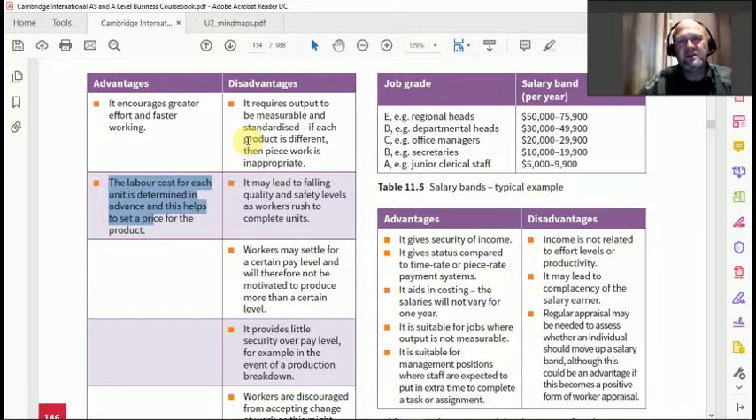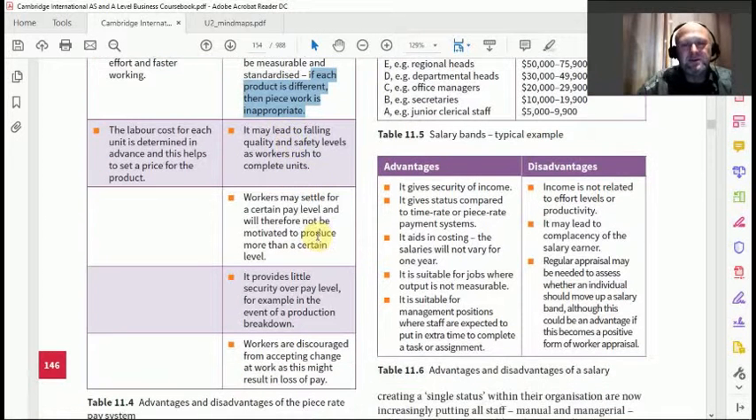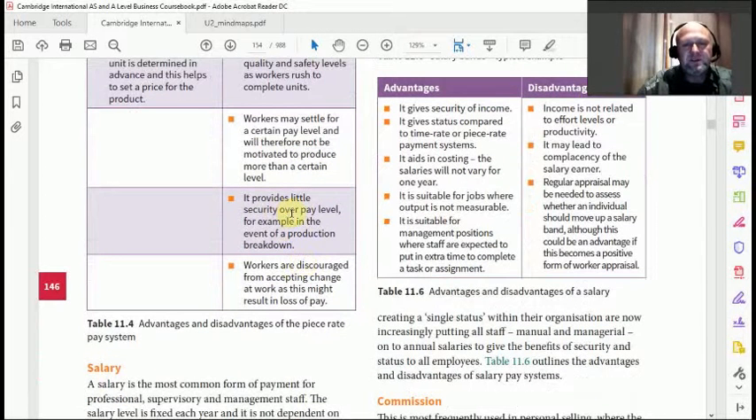Think of a mechanic's work, because sometimes they get stuck on a job because of complications. Could be something welded, broke off, or something like that, and that would then cause them to be disadvantaged. It may lead to lower quality work, because you just want to get the work done quickly, and then they rush the work. Workers can settle for a certain pay level, and they're not motivated to achieve more. It produces a security over pay level, for example, in the event of production breakdown.